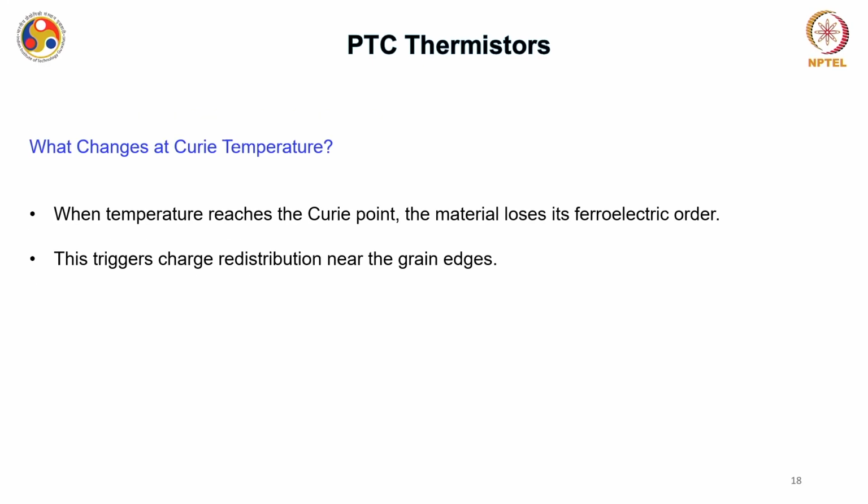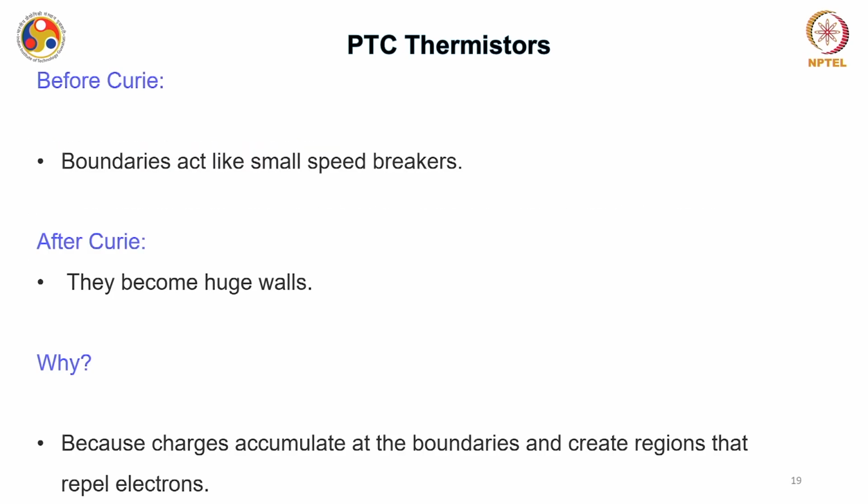Now at Curie temperature, the material loses its ferroelectric order that I have just mentioned, and this will trigger the charge redistribution near the grain edges. Before Curie temperature, the boundaries were acting as small speed breakers, while after Curie temperature they behave as a huge wall. So they are not allowing the electrons to flow beyond these walls.